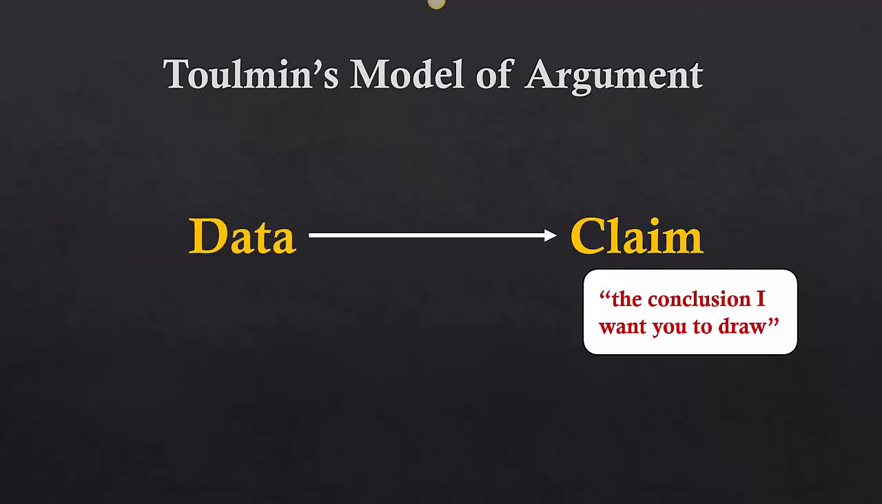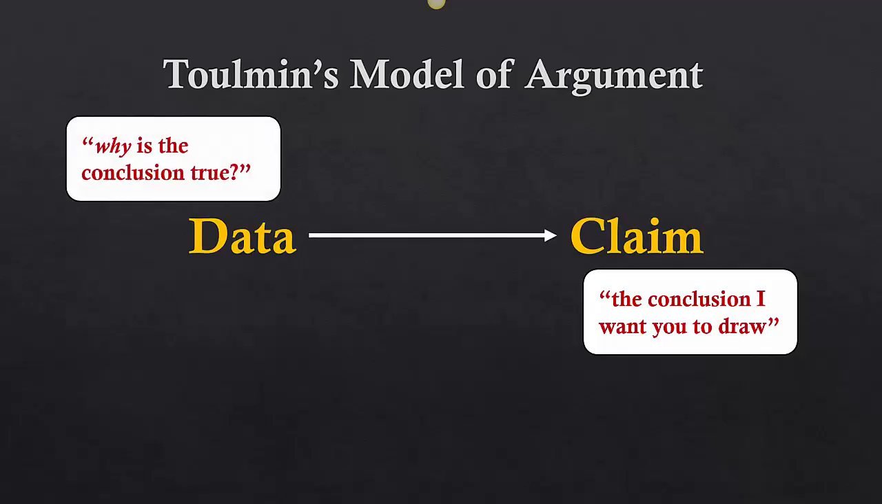Because what happens is data are presented, in other words, grounds or evidence that's being used to support the claim. So data can be understood very simply as: why is the conclusion true? So we can see in this first relationship that's depicted by this arrow going in one direction, if the data are true, therefore the claim must be true.